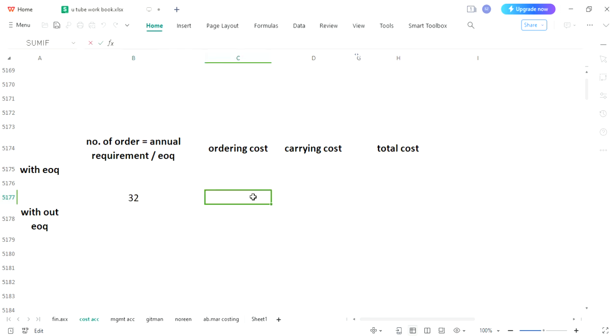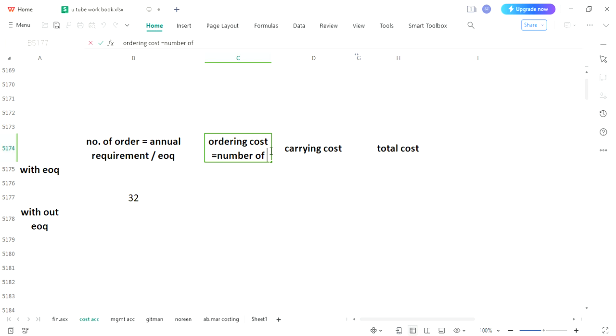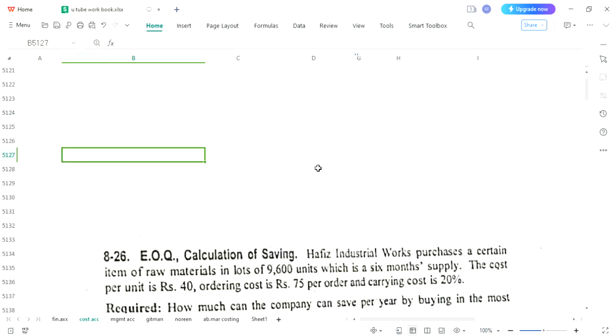Number of orders has been calculated. From here you can calculate your ordering cost. How? Number of orders would be taken and you will multiply it with P, cost of place an order. Number of orders we have already calculated, these are 32, and cost of place an order is given in your question. Look at here, ordering cost 75 per order. This is cost of place an order 75p.